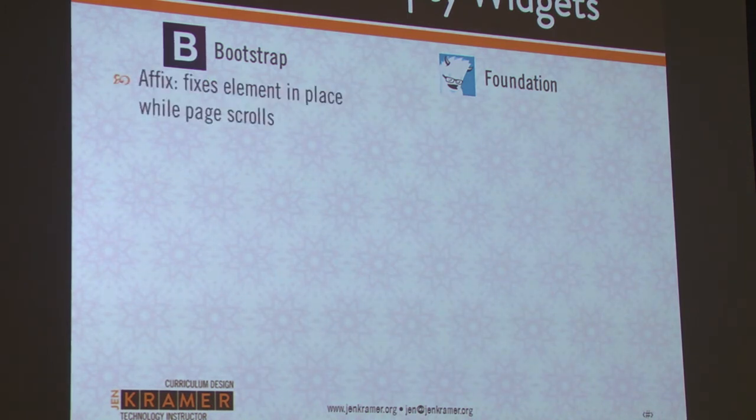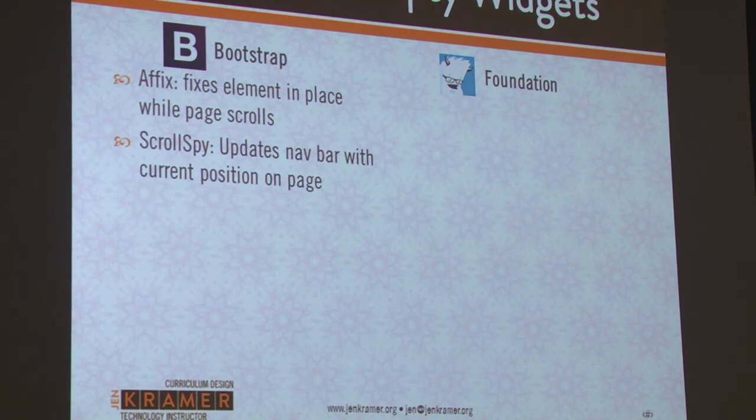One thing Bootstrap has is Affix, which fixes the element in the page while the page scrolls. If you think about a long page of documentation, Bootstrap actually uses this on their site. They have the sub-navigation over on the left, and things are scrolling up and down the page, but the navigation's staying in place. That's Affix. Scrollspy updates the nav bar with the current position on the page. They actually use this on their documentation site as well. So as that page is scrolling, the sub-navigation over on the left side, the active state is moving as your page is moving, depending on what you're looking at. Make sense?